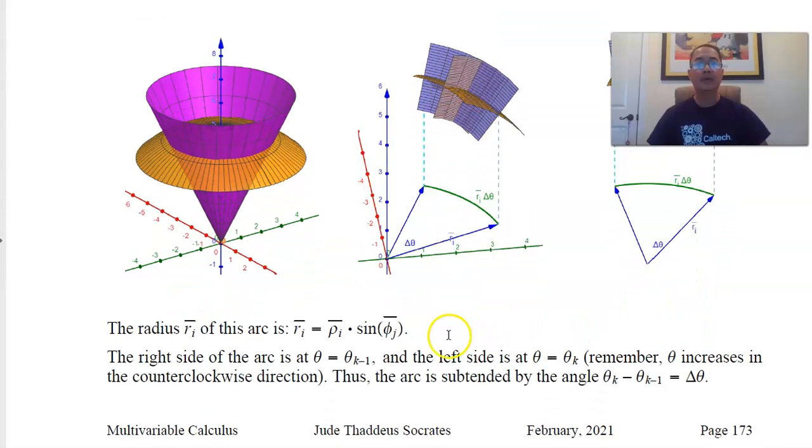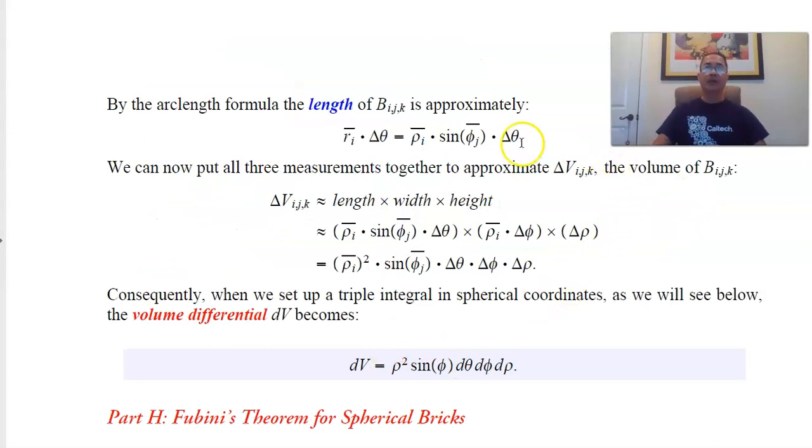So we need to go one more step. Who is Ri bar? It comes from rho i bar. We need sine of phi j bar. So remember the conversion formulas from the last video. The z coordinate is rho cosine phi, but the radius, when you drop it to the xy plane, is rho times sine of phi. So we have that length for our brick.